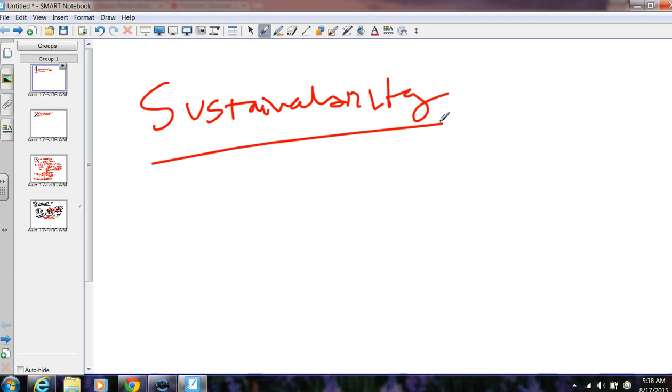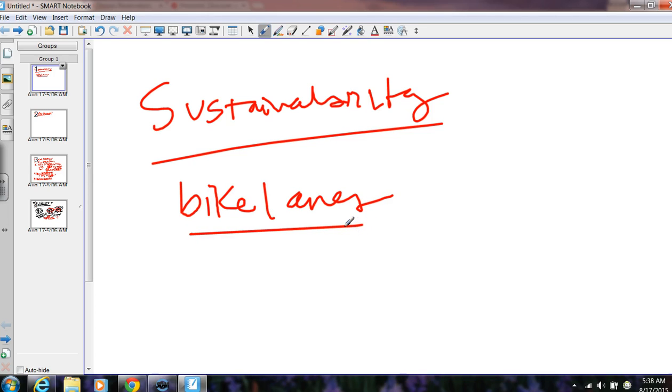For example, one sustainable thing that some cities have done is they've put in bike lanes on streets, and what that encourages is people to use their bike to go from location to location instead of using their car. Okay, something that simple.